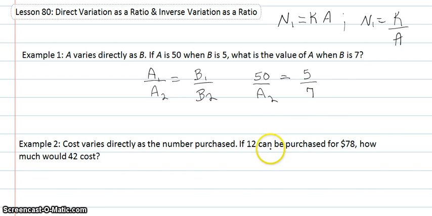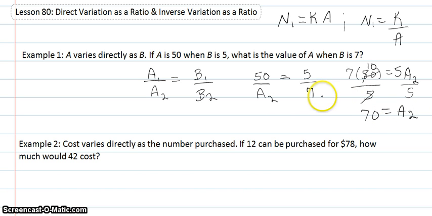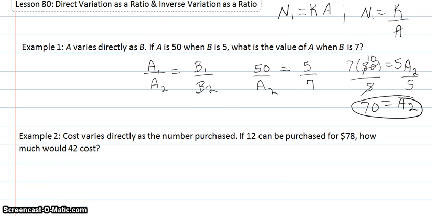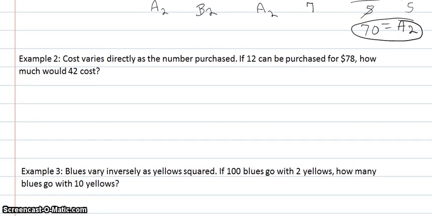Then I could cross multiply and divide. So I would have 7 times 50 equals 5 times A sub 2. Then I would divide both sides by 5. A sub 2 would equal, if you cancel out those 5s, 10 times 7, and that would be 70. So A sub 2 is 70 whenever B is 7. You get the same answer, but this, again, might work better in certain cases.